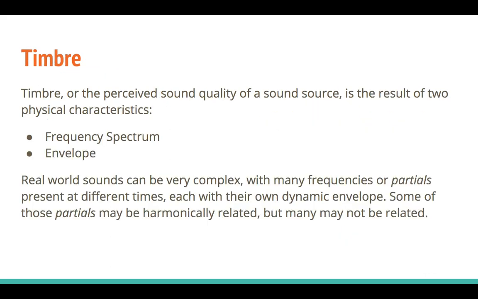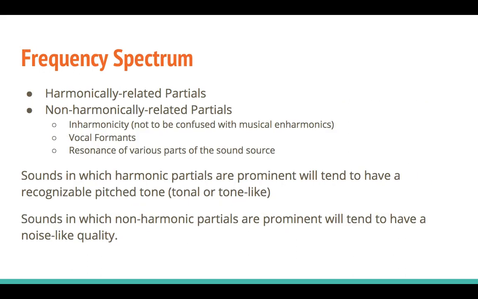So this leads us to a concept called timbre. Timbre is the perceived sound quality of a sound source, and it's generally viewed as the result of two physical characteristics of the sound source: its frequency spectrum and its envelope. Now, real-world sounds get very complex, with many frequencies or partials presented at different times, each with their own dynamic envelope. So some of those partials may be harmonically related, but many might not be. So real-world timbres can become quite complex and often include many partials that are not a part of the harmonic series. So frequency spectrum can be divided into harmonically related partials.